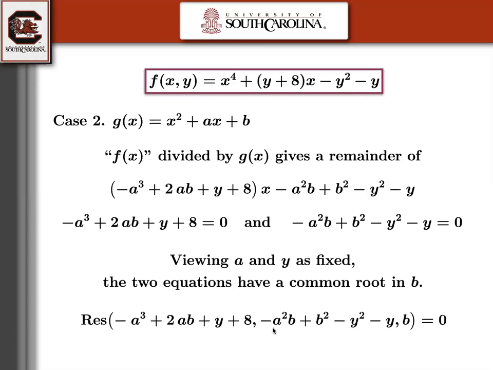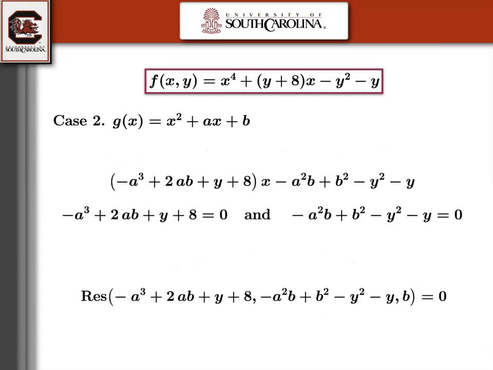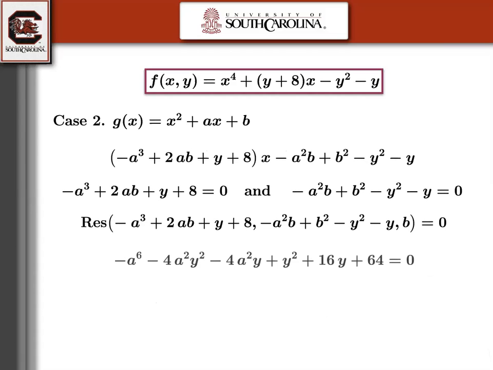The resultant you can write in terms of the coefficients of these polynomials where b is the variable. And so it's not going to involve b, it's just going to involve a and y. And you end up with this. This would be the exact same thing you would get if you solved for b or y here and plugged it into here. But, well, I guess if you solved for b and plugged it into here. So you get this polynomial in 2 variables equal to 0.